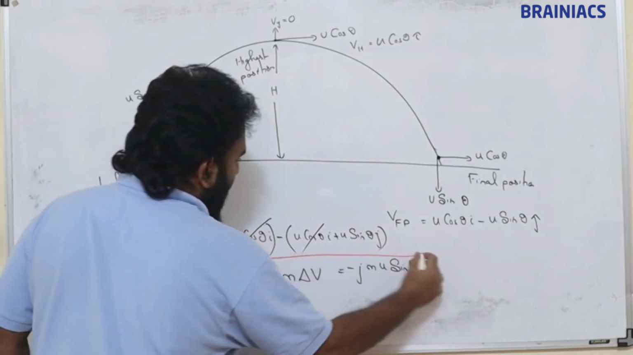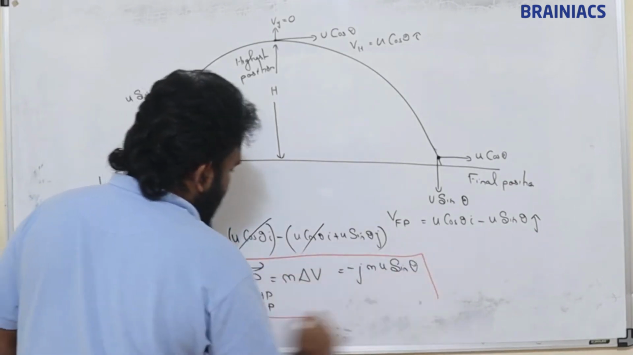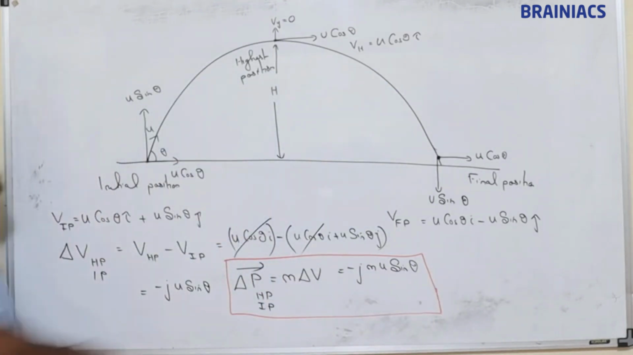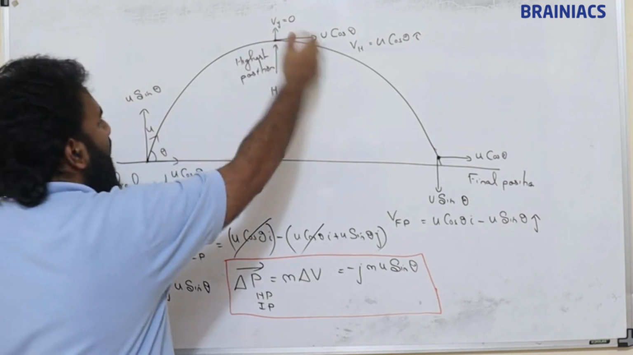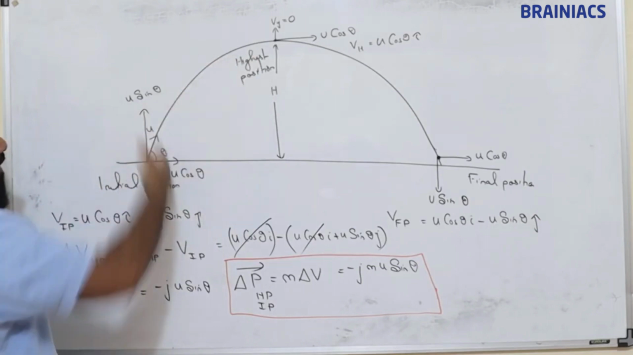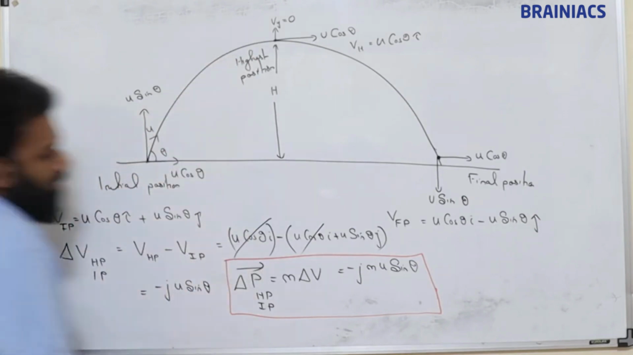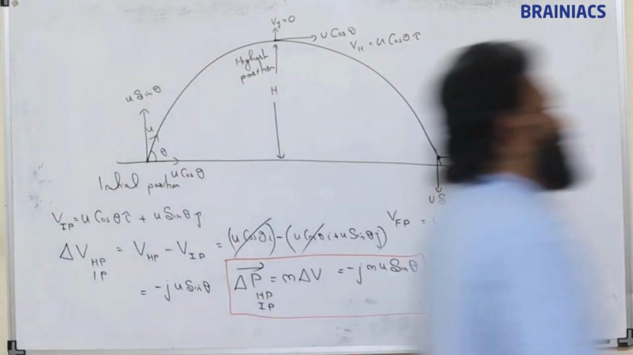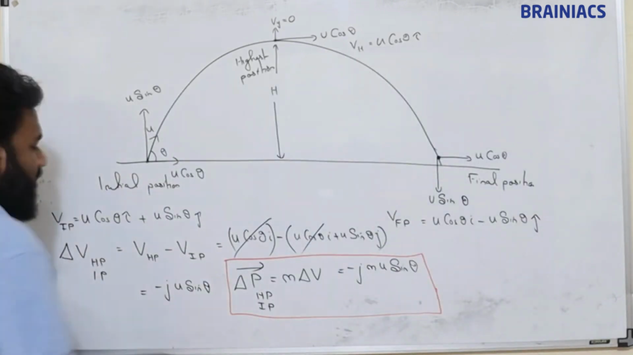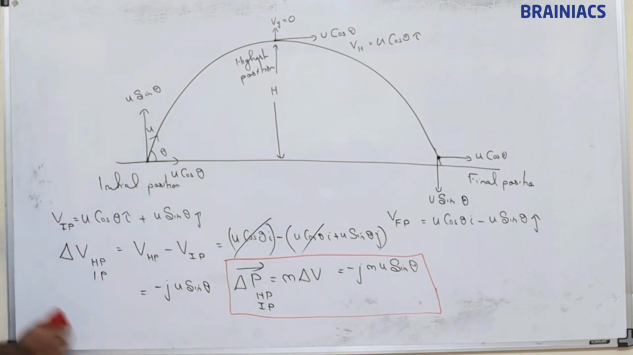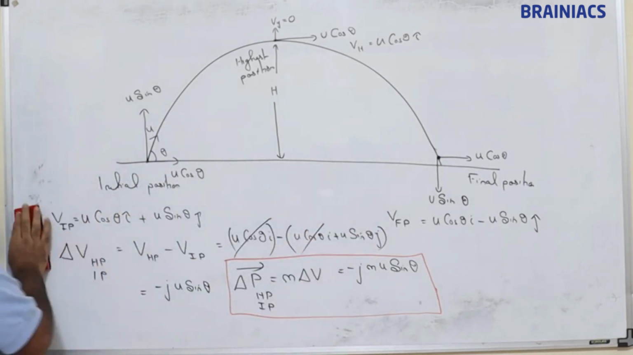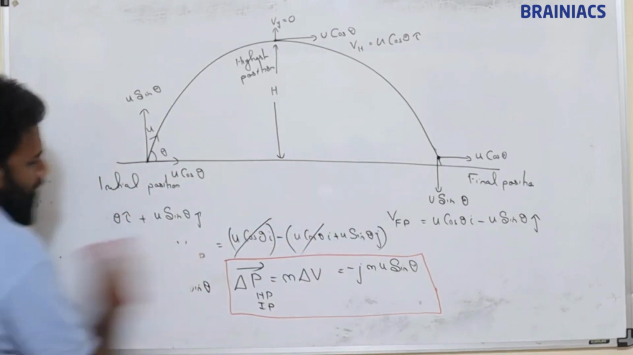But at least we should know how to take the values if they ask a question. Just simply put the direction of velocity and magnitude of velocity, take the difference into mass. That is what change in momentum is. Note it down. Now this is the change in momentum between the highest point and the initial point. Now we will consider the change in momentum between the initial point and the final point. Initial position and final position.